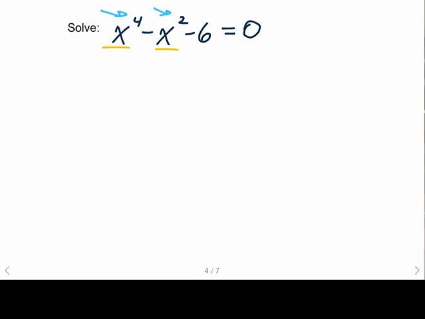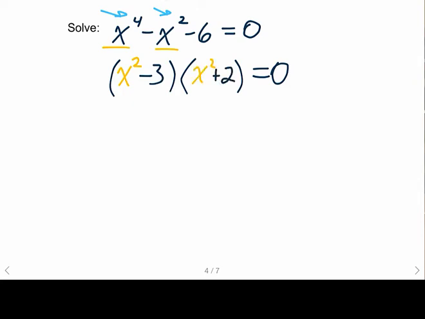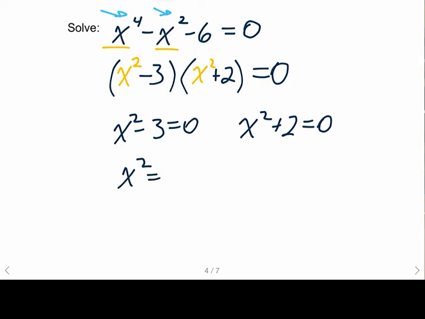So, why don't you go ahead and pause the video and solve this. Alright, so I'm going to factor this. We're going to have (x² − 3)(x² + 2) = 0. So x² − 3 = 0, or x² + 2 = 0. So x² = 3, and that would give us that x = ±√3.